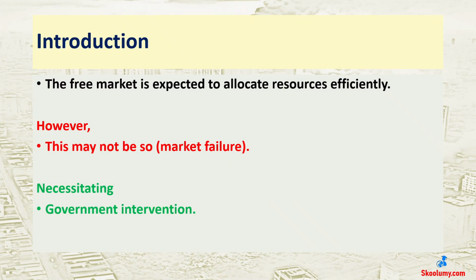The free market is expected to allocate resources efficiently. However, this may not be so, a situation known as market failure. Market failure requires government intervention, but there is no guarantee that the intervention will work. In fact, government intervention may worsen market failure.